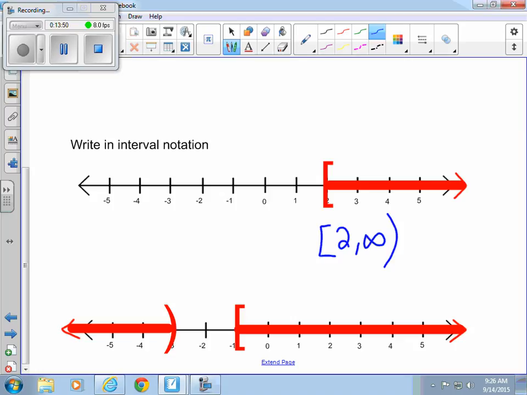Does anyone remember from Algebra 2 when you use a bracket versus a parenthesis? When it's included, use a bracket. When it's not included, use a parenthesis. Because of that, infinity never gets a bracket, because mathematicians would say you can't equal infinity. You can't get there. It's not really a number. So they always put a parenthesis on infinity, so you don't really have to think of infinity. It's always a parenthesis.